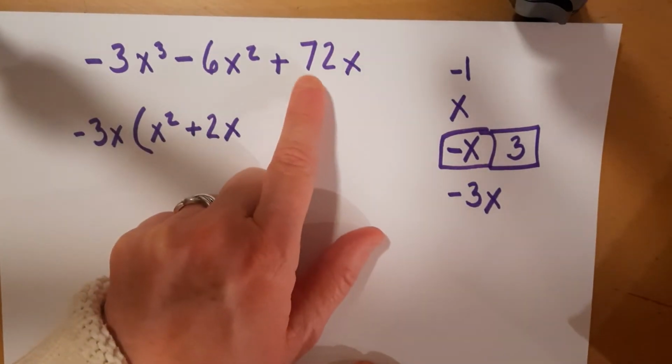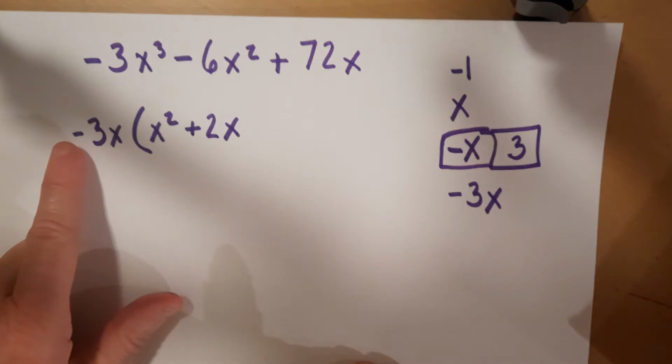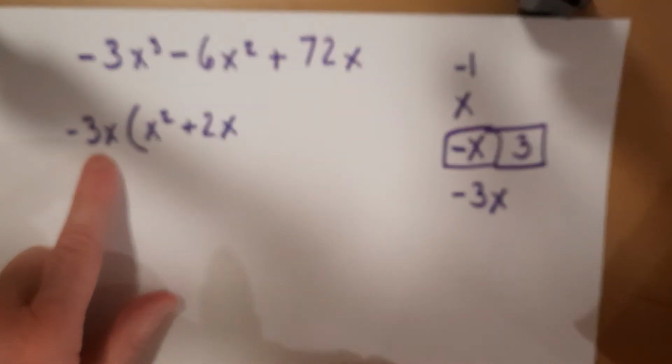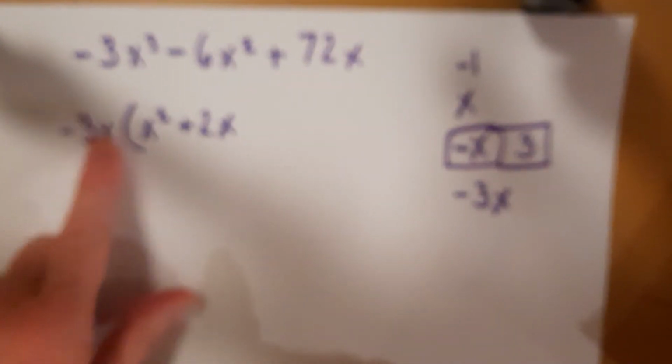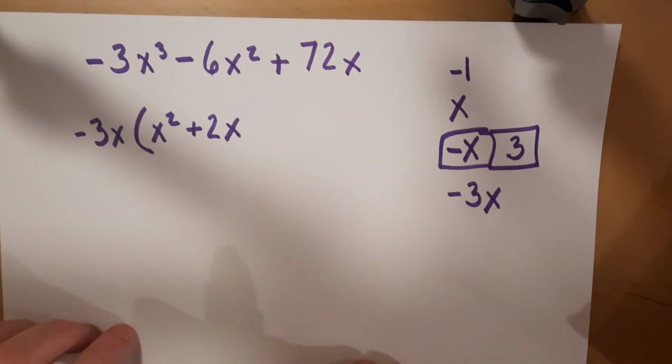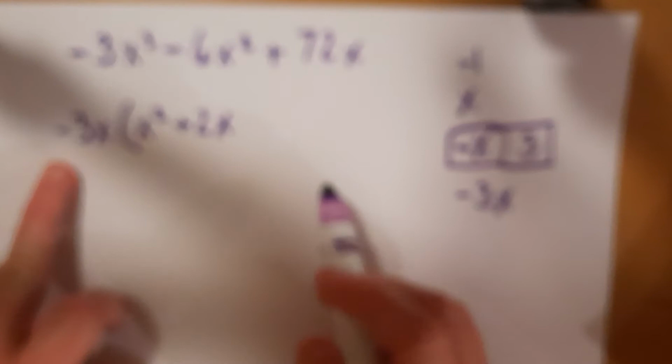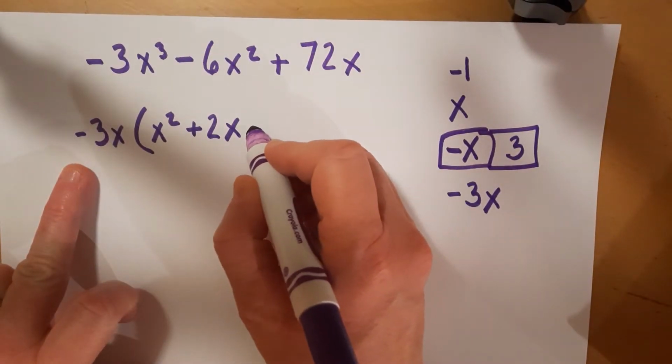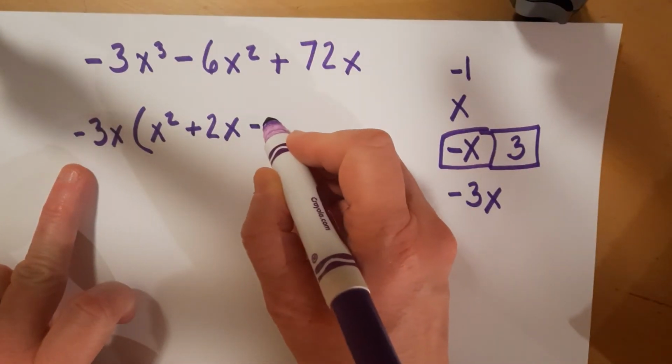Now we have this last term, 72x. We need to take negative 3x out of there. So how many times does 3 go into 72? It goes in 24 times. So we're going to end up having a negative 24.